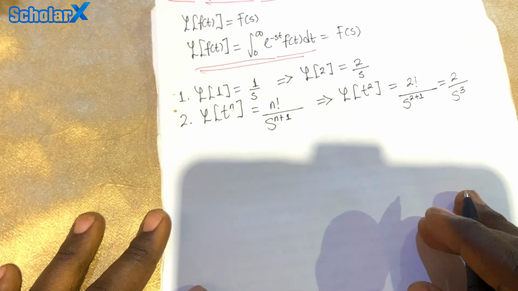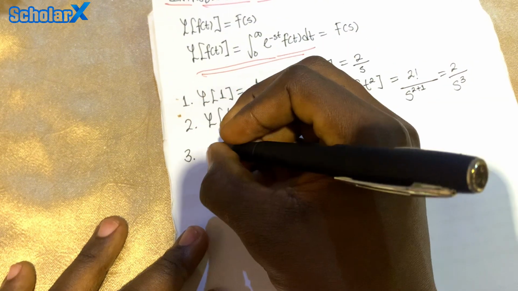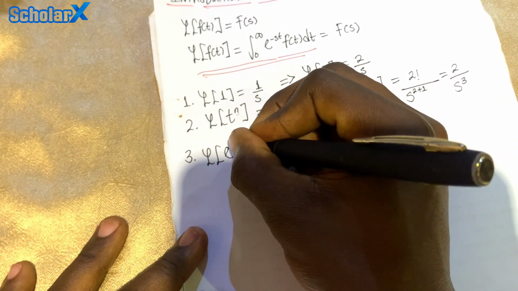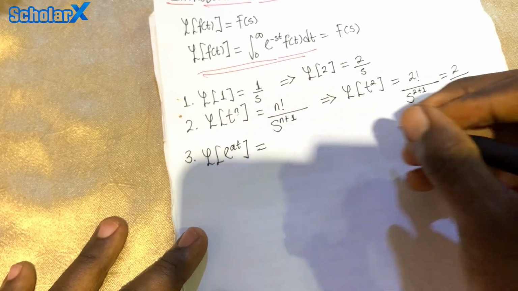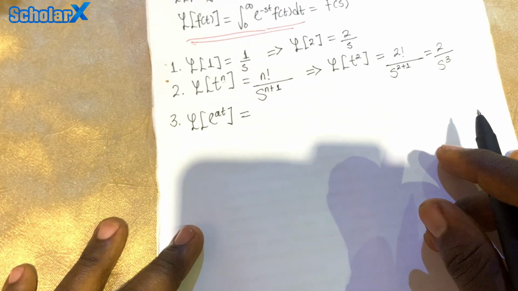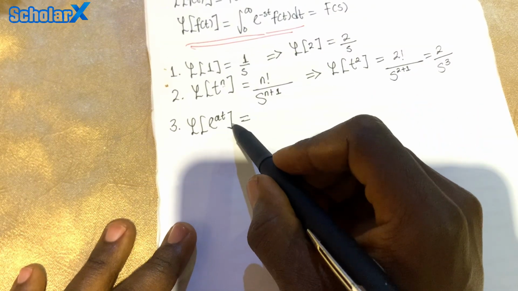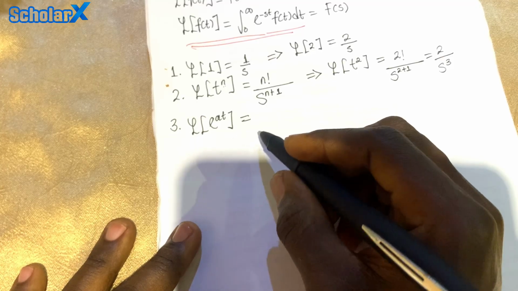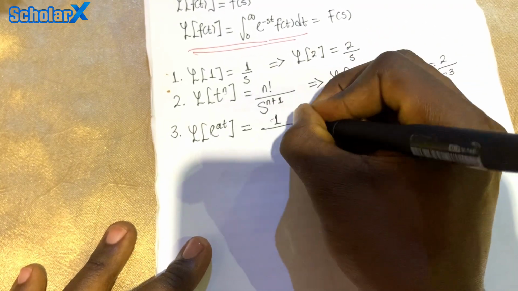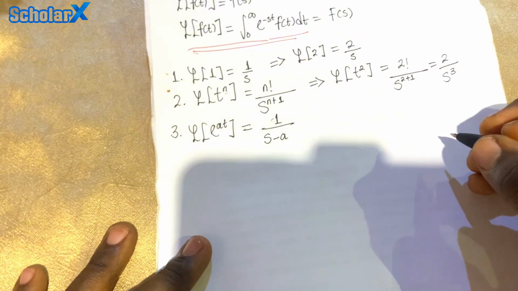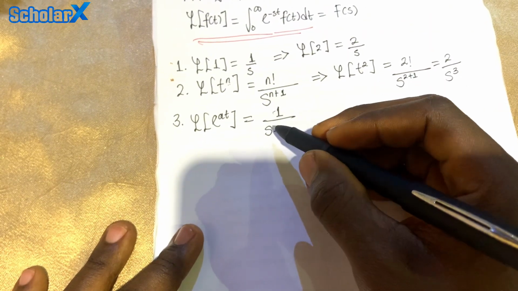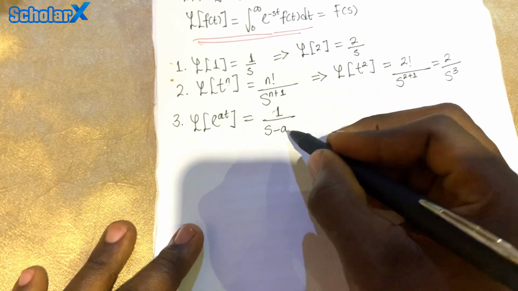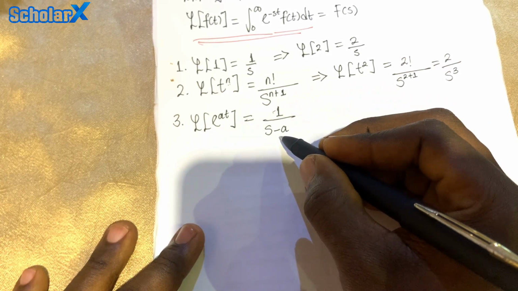So now let's look at another formula: the Laplace transform of e to the power of at. Here, a is the coefficient of t. The Laplace transform of e to the power of at is going to be 1 over s minus a. You see a is positive here, but when you're carrying out the Laplace transform, it's going to be negative.